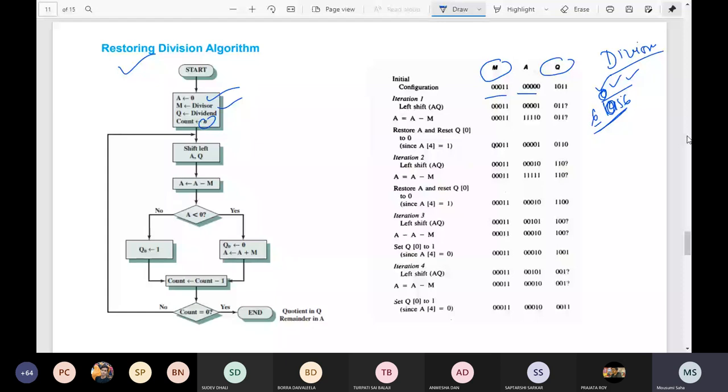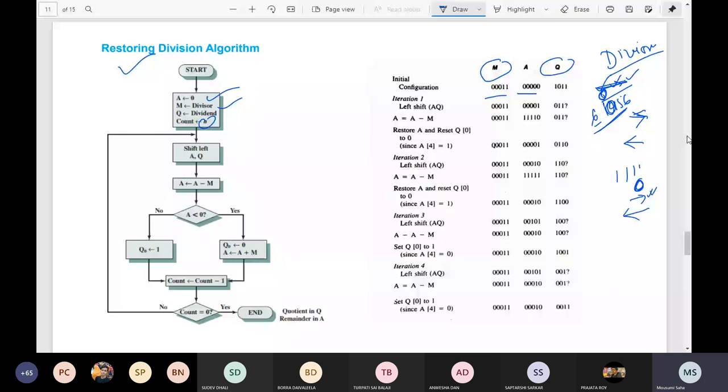What is the methodology? For multiplication we use the right shift, and for division we use the left shift. Whenever you do multiplication and shift the bits, you can get all the product terms. Here the quotient is obtained from left to right, but the product is obtained from right to left. For that reason, the shifting is totally different.